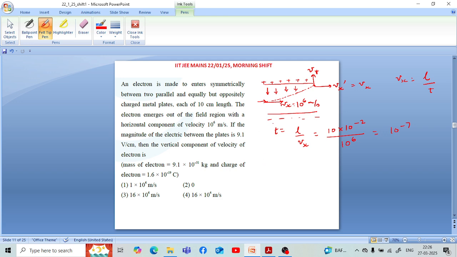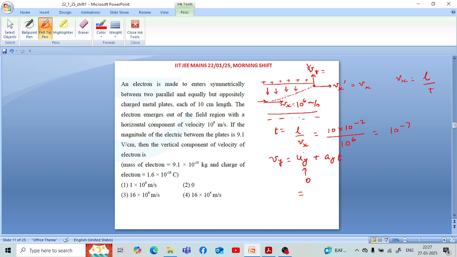Now for the calculation of the vertical component of velocity, we use the equation Vy equals Uy plus Ay t. Vy is the final velocity with which it emerges out, the vertical velocity component at that instant. Uy is the initial vertical component of the velocity when it is entering. It is 0 basically, because the electron enters at a 90-degree angle to the vertical direction, so the vertical component is 0 initially. So Uy is 0. Ay is the acceleration in the y direction.